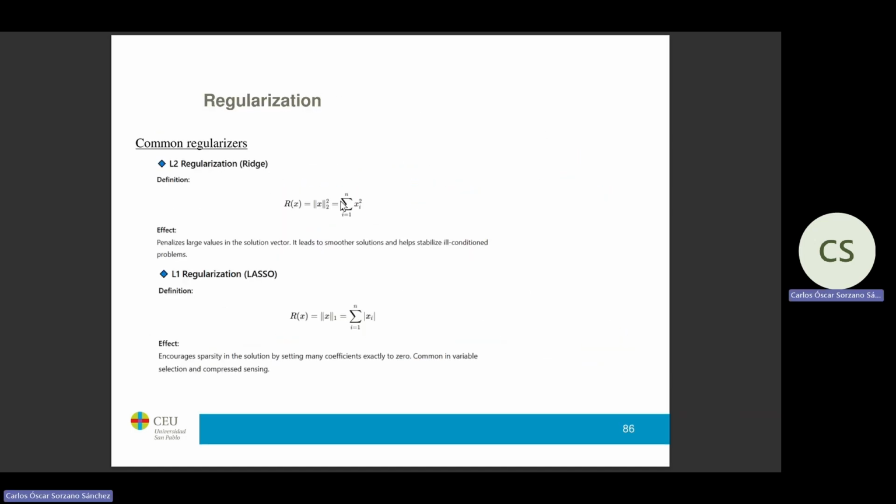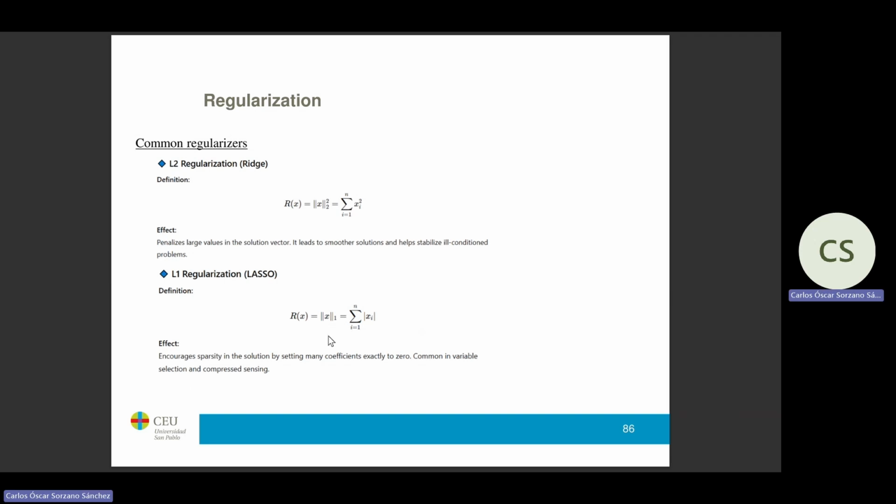Because you are trying to minimize, and this is always a positive number, you will try to make it smaller. So all the xi's should be relatively small. And the other one is this one that is almost the same, but instead of having squares, you have absolute values. And both try to make the components small. This one promotes that they are exactly zero. So many of the xi's will go to zero, and only the few that are really needed will be different from zero.